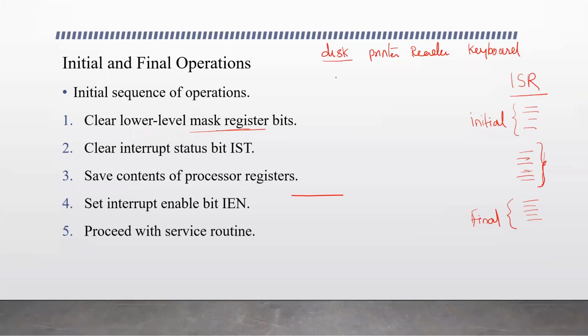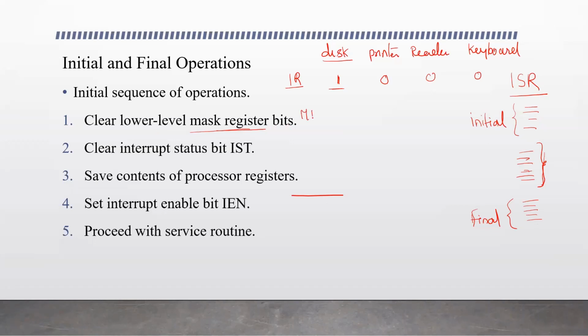Okay, if this has sent the interrupt, this is 1. The interrupt register bits would be 1 and the rest all 0 initially. So the CPU starts servicing this interrupt. During the initial routine, the lower level mask register bits are set to 0.